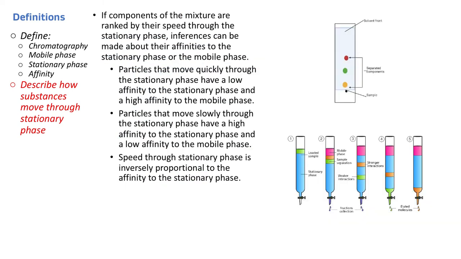Right, so if the components of the mixture are ranked by their speed through the stationary phase, inferences can be made about their affinities to the stationary phase and mobile phases. Right, so particles that move quickly through the stationary phase have a low affinity to that stationary phase, and a high affinity to the mobile phase. And particles that move slowly through the stationary phase have a high affinity to that stationary phase, and therefore a low affinity to the mobile phase. And therefore, you could say that the speed through the stationary phase is inversely proportional to the affinity to the stationary phase. All right, so let's have a look at these couple of examples here.